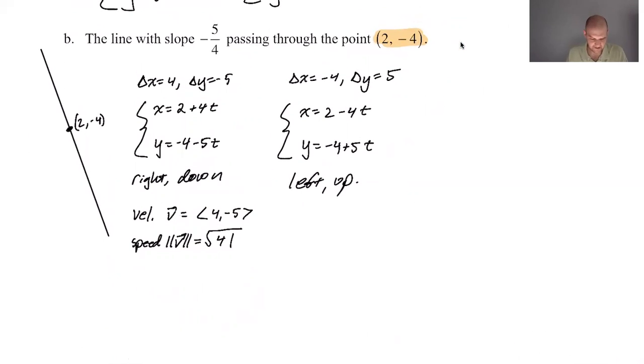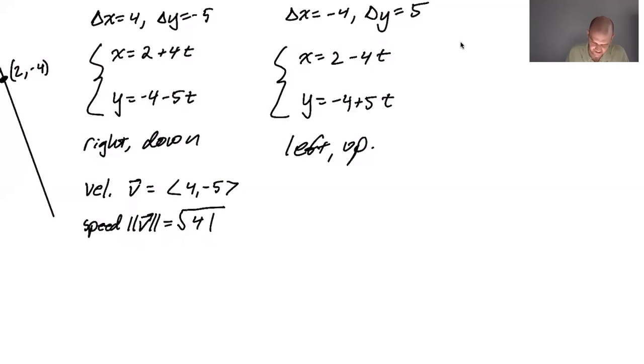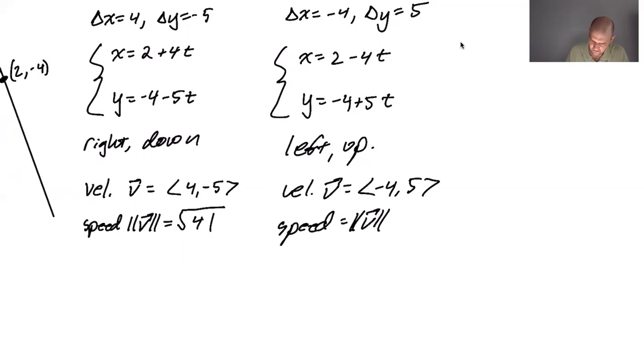It's not possible to move to the right and up based on the slope. To move right and up, you would need delta x to be positive and delta y to be positive. You need the same sign. Can't get that here. So what's our velocity vector? The velocity is <-4, 5>. And then the speed is still the same: the magnitude of v is radical of 41.